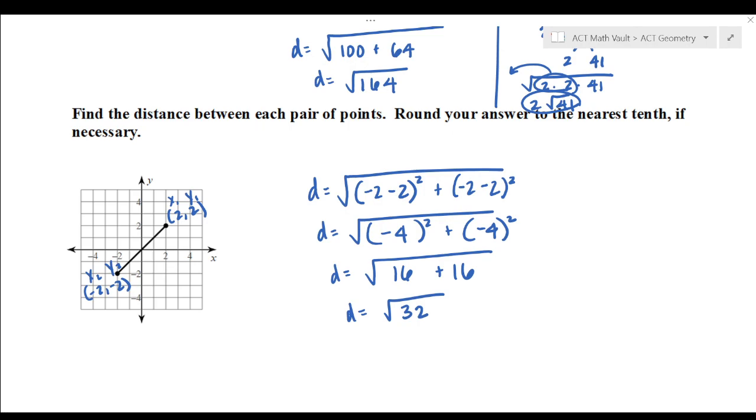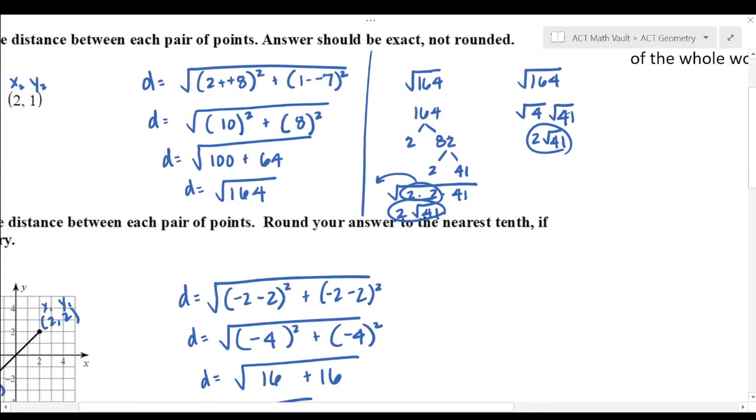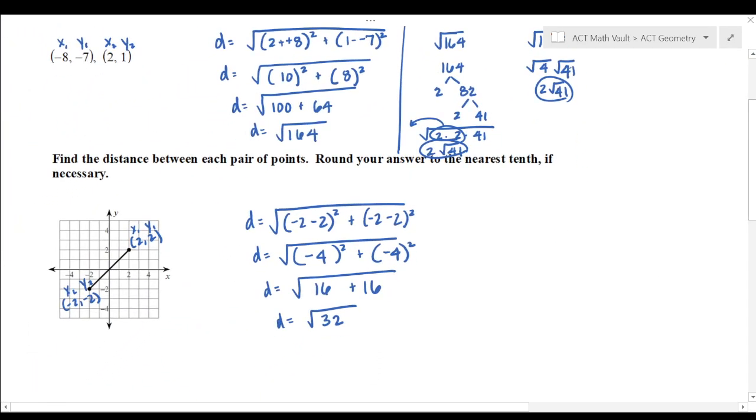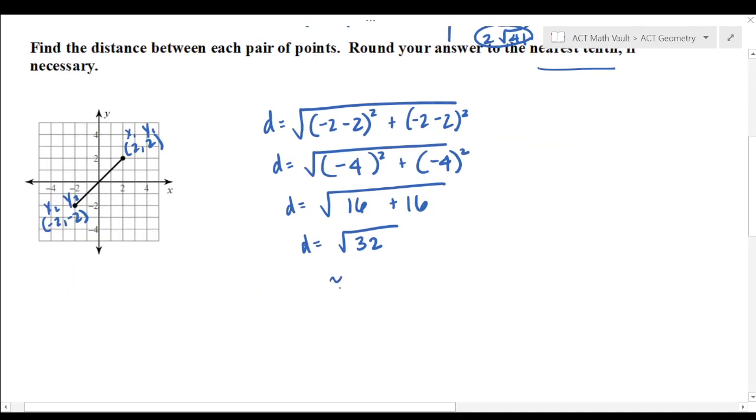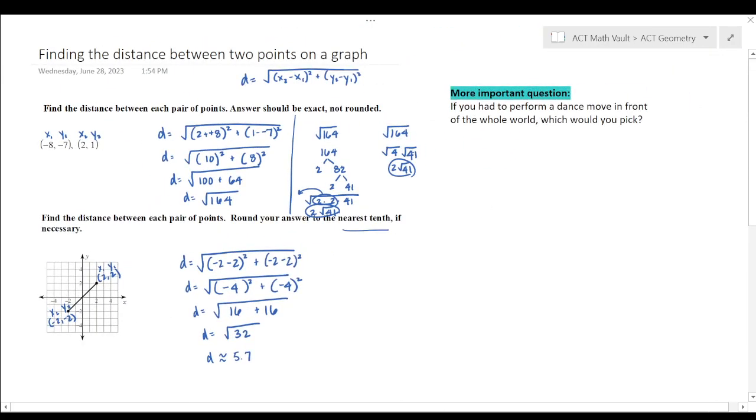Now, square root of 32, we could use the same concept right here to simplify it, but it says nearest tenth. So the square root of 32 is about 5.7.